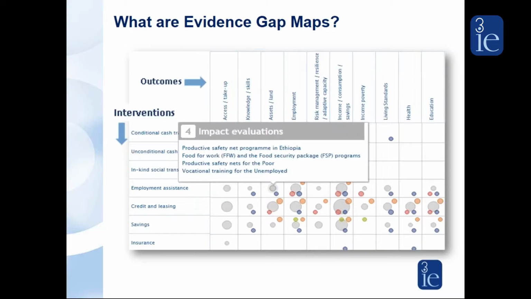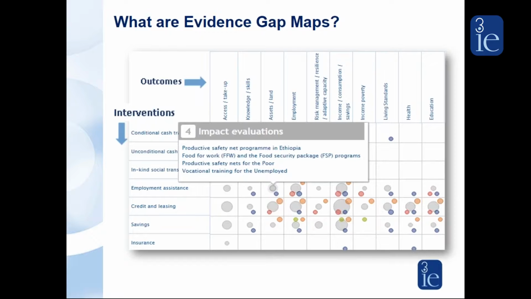So what are evidence gap maps? In short, they are thematic collections of evidence focused on a particular sector or a subtopic. The 3IE evidence gap maps focus on evidence on effects. That means impact evaluations of interventions and systematic reviews focusing on the effects of interventions. And the evidence gap maps are structured around a framework of interventions and outcomes, and you can see an example of that on the screen.